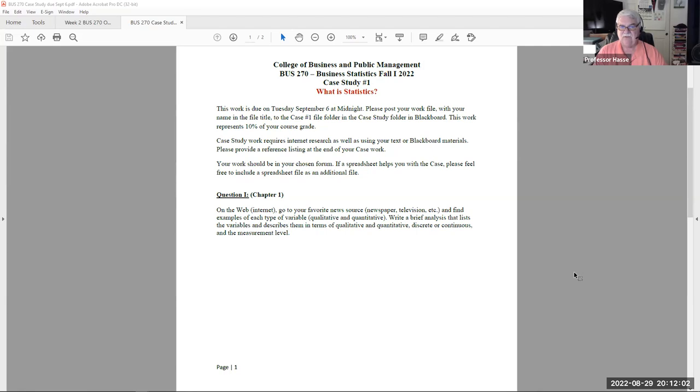Write a brief analysis that lists the variables and describe them in terms of qualitative, quantitative, discrete or continuous, and the level of measurement. We looked at this a little bit earlier and last week. So you should write your answer: this is a qualitative, discrete variable, and I would measure it nominally, ordinal, interval, ratio. How would I measure this work? That's what I'm looking for in that problem.